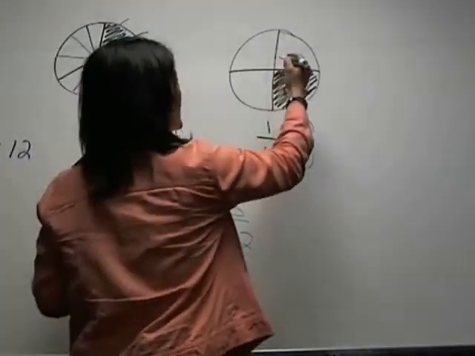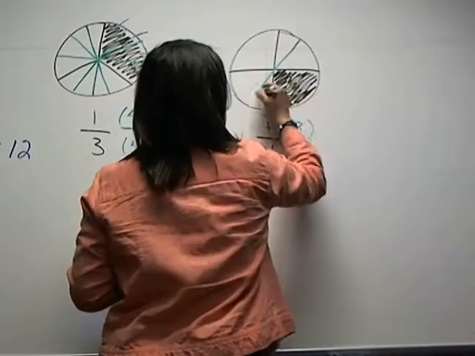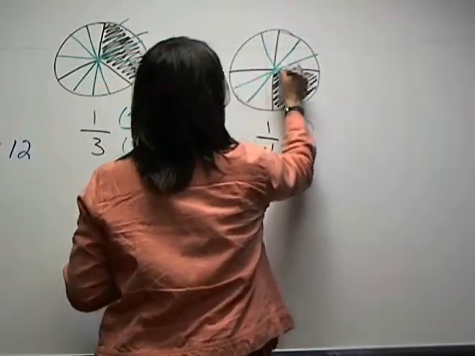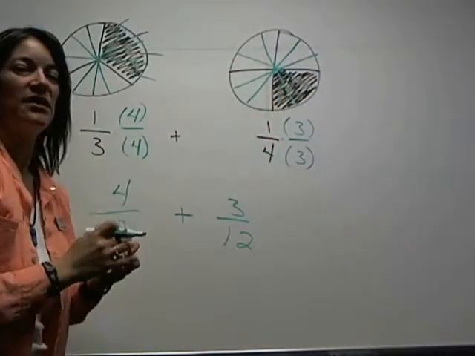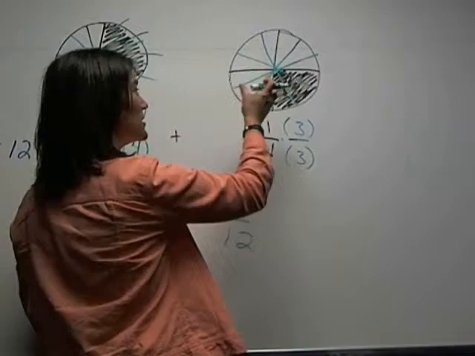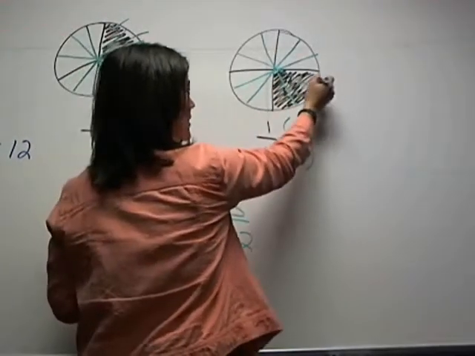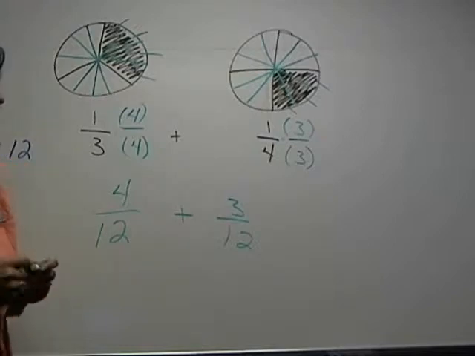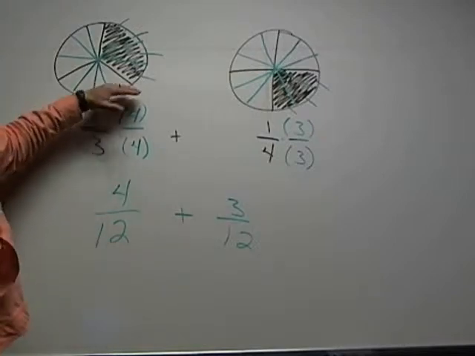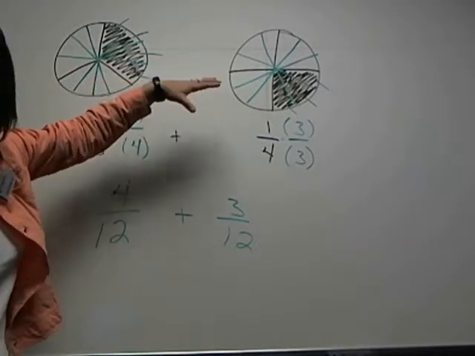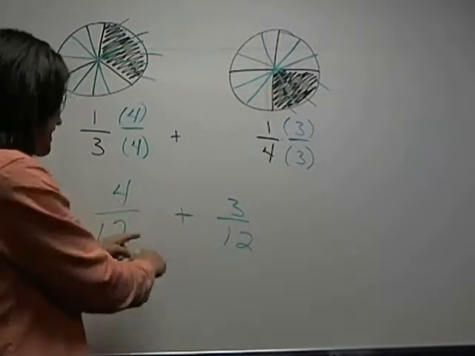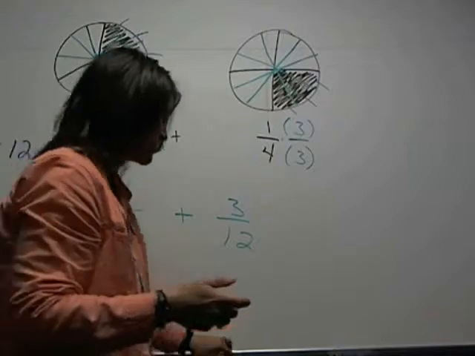I can do that same idea here of, okay, I'm just adding those cuts in here. I didn't add any more shading, I just added more cuts to make it into more pieces, and I have 1, 2, 3 parts out of the 12 shaded. So now, in both of my pies, all the pieces are the same size. Because they're the same size, I can now add the pieces together.